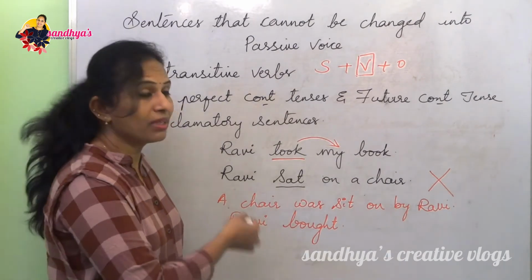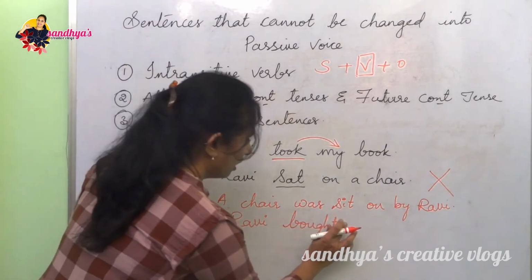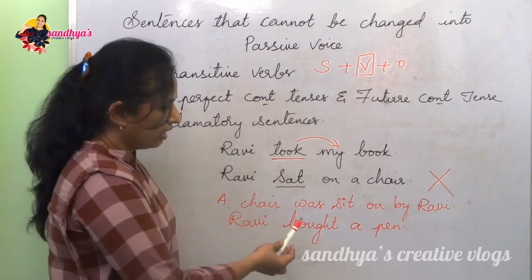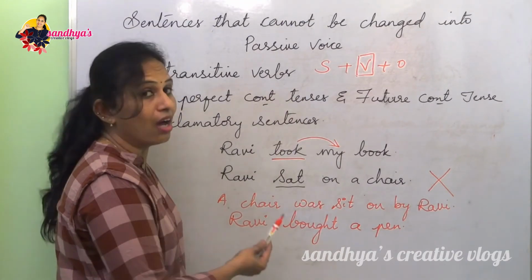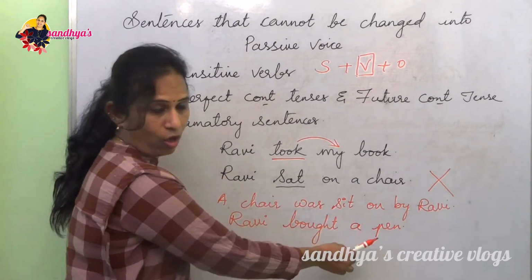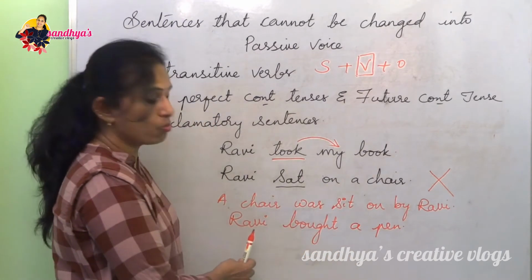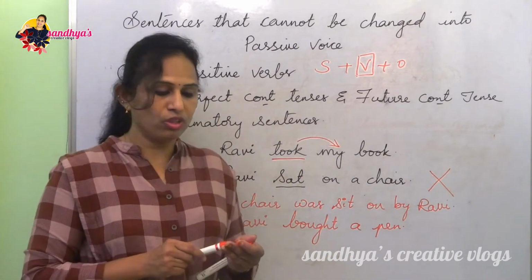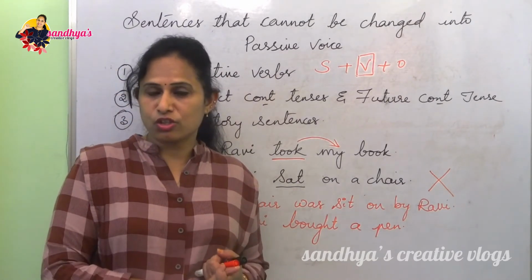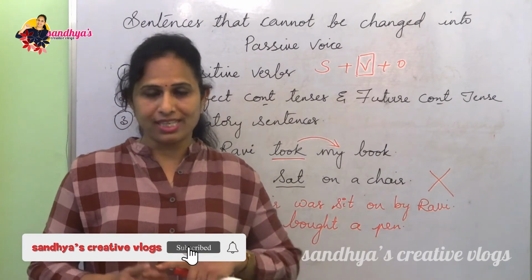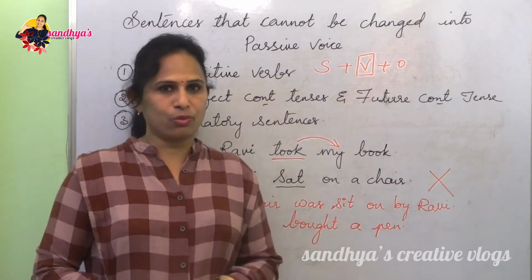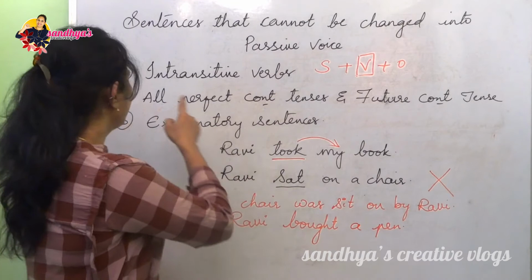Let me add an object for this one. Ravi bought a pen. Now, can we change the sentence into passive voice? Of course, yes. Now, this is not an intransitive verb. This sentence is added with an object. Now, we can write, a pen was bought by Ravi. So, as per the first rule, a sentence should have a transitive verb, and if the sentence consists of an intransitive verb, we cannot change the sentence into passive voice. And even if there is an absence of the object, we cannot convert that sentence into passive voice. Now, this is rule number one. Let us move on to rule number two.